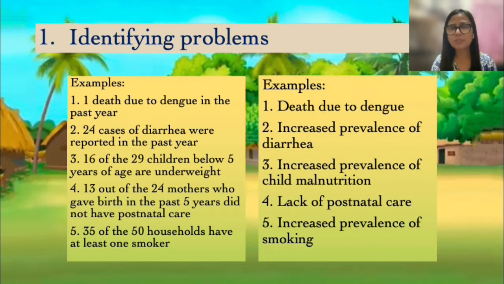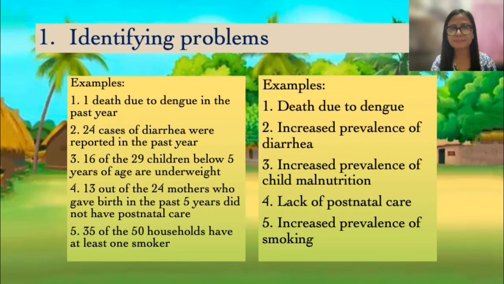For example, number 3 becomes, instead of 16 of the 29 children below 5 years of age are underweight, you may simplify that to increased prevalence of child malnutrition. Everybody understands malnutrition. Now, this is just an example. Usually, we require the students to list at least 10 problems, but most often than not, there will be more than 10.